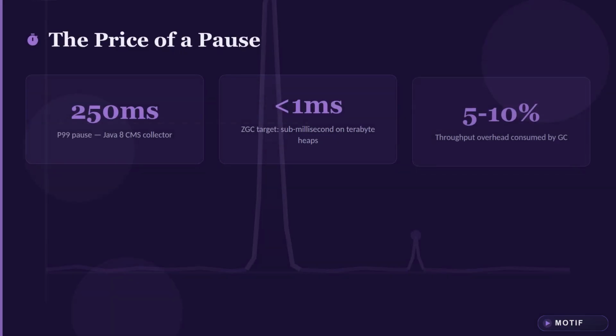Legacy garbage collectors could freeze your application for 10 full seconds. 10 seconds where your web server answered nothing, your trading system executed nothing, your game froze completely. These weren't bugs. They were the price of keeping memory clean. Modern collectors have driven that number down to single-digit milliseconds, but the price is never zero.